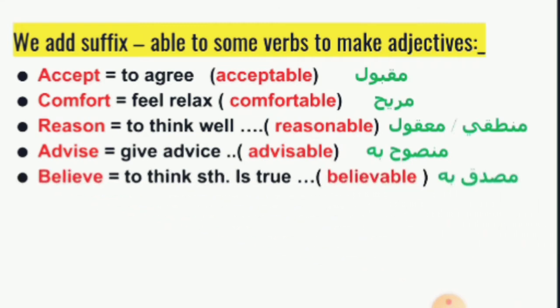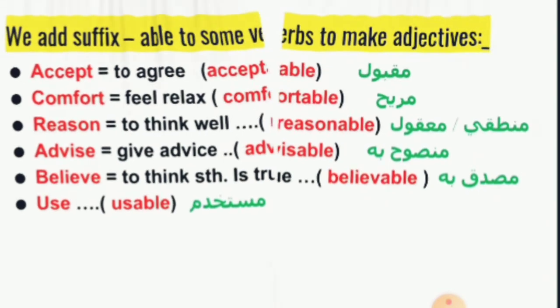We have believe. Believe means to think something is true. The adjective will be believable. And here also we omit the final E before adding the suffix able. We have use, and the adjective is usable. Okay. So now let's examine ourselves.